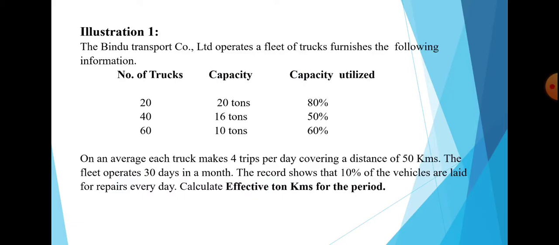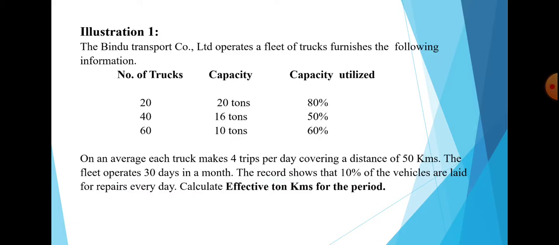The Bindu Transport Company Limited operates a fleet of trucks and furnishes the following information. There are different capacity trucks. Number of trucks having 20 ton capacity is 20, and capacity utilized is 80%. 16 ton capacity trucks are 40, having 50% utilized, and 10 ton capacity trucks are 60, having utilized 60% capacity.